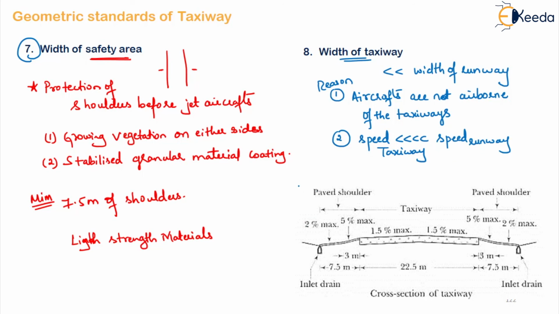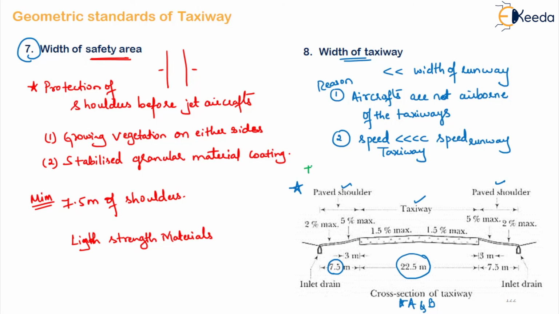So this is the typical cross section which you can see for the taxiway of airport type A and B. So if you observe, this is the taxiway width. These are the pavement shoulders. In taxiway, the transverse gradient given is 1.5% maximum on either side. And for the shoulder, first 3 meters, it is 5% maximum, and then afterwards it is 2% maximum. Right, here the total taxiway width given is around 22.5 meter, and the pavement width on the sides is around 7.5 meter, and you can see there is an inlet drain on both the sides.